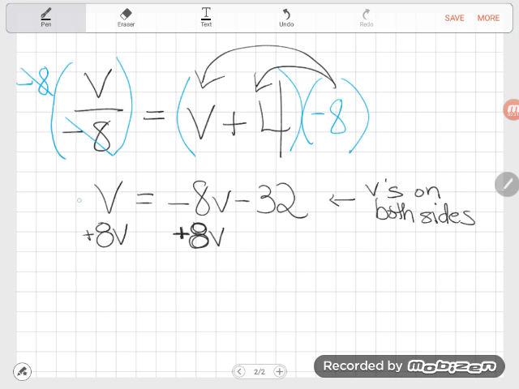Now let's see what happens to that. If I already have a v and then I add up 8 more v's, I'll have a total of 9 v's. For those of you who struggle with that, remember that the coefficient, when you don't see a coefficient, is 1. How many v's was that? Just 1 v. So I get 9 v's on that side. On this side, subtracting 8v and adding 8v cancels, so I have -32. And I'm almost done now. All I got to do is divide by 9.